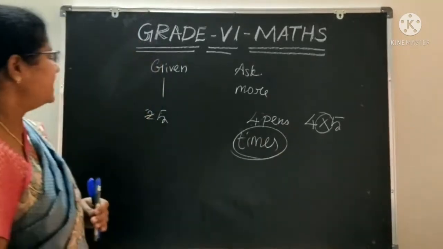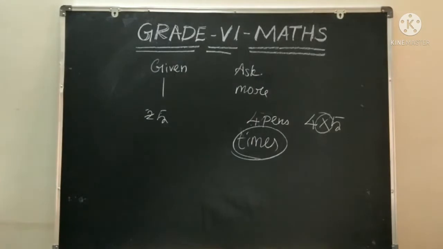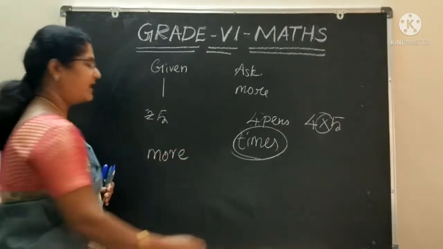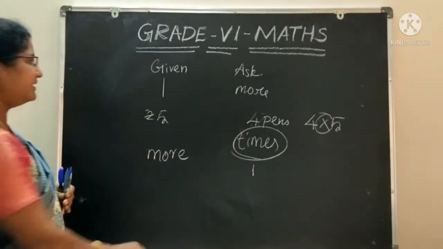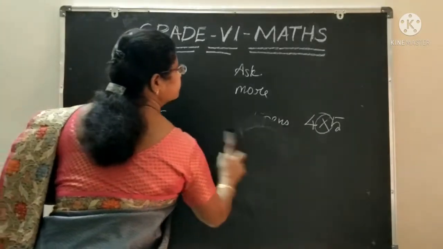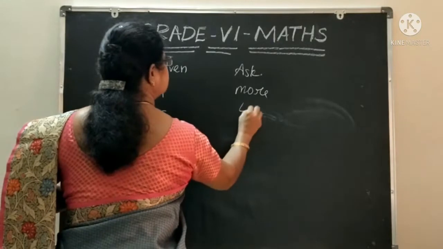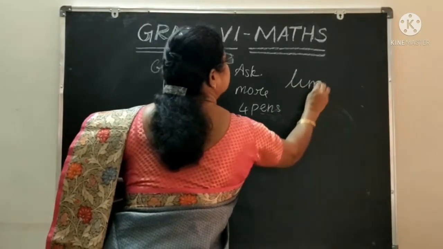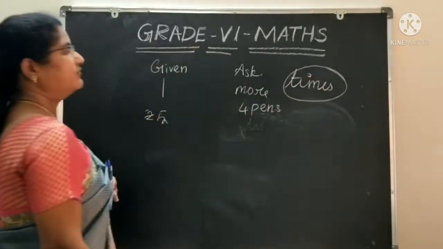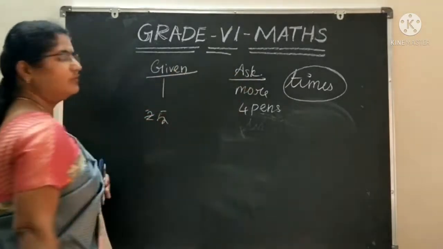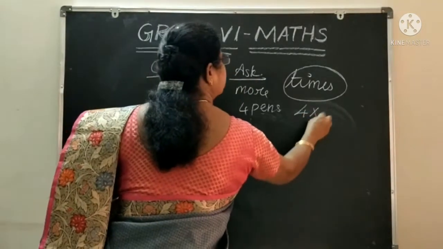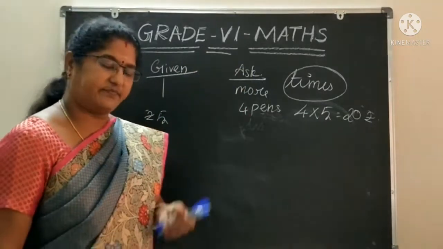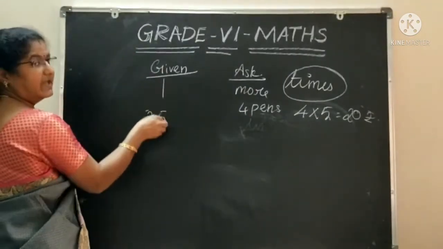Understand? Also, if they give the word times, this is also a clue word for multiplication, that is 4 into 5. What is the value of 4 pens? 20 rupees.